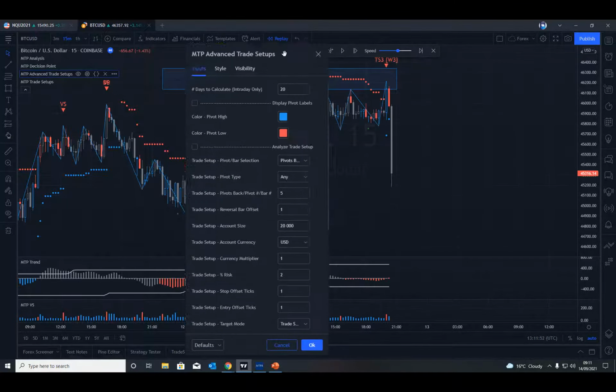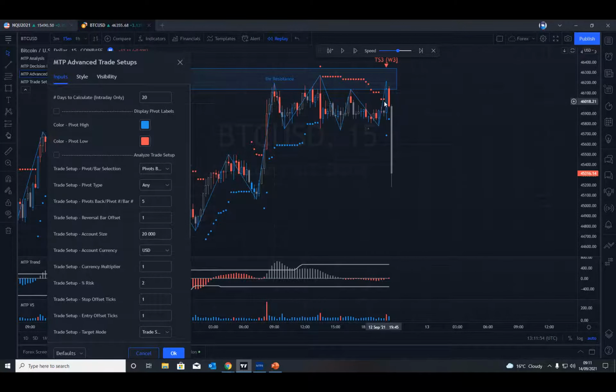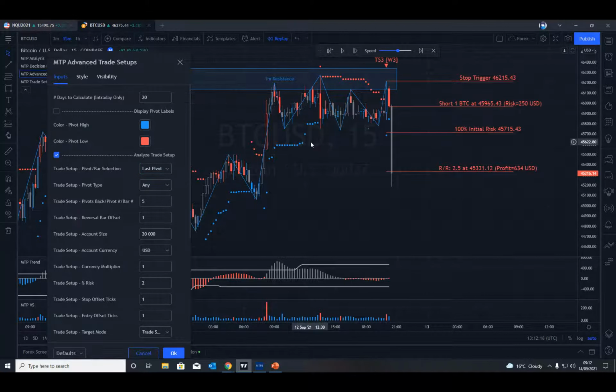Let's place the analysis on. This was on the last pivot here, and we use a bar offset of 1 because the red sell bar was 1 bar after the pivot high. Can you see that? There's the pivot high. The red sell bar was 1 bar after it, therefore we do a bar offset of 1. Let's try and place the analysis on. And that was the trade setup that came in there.